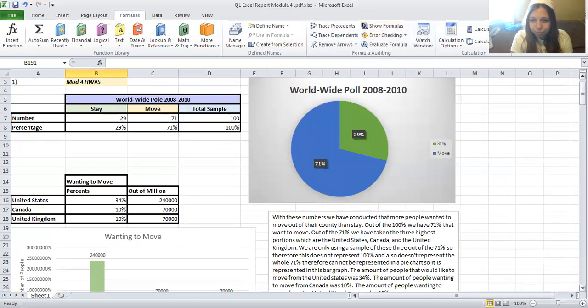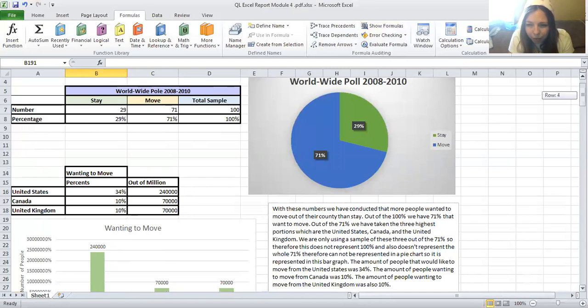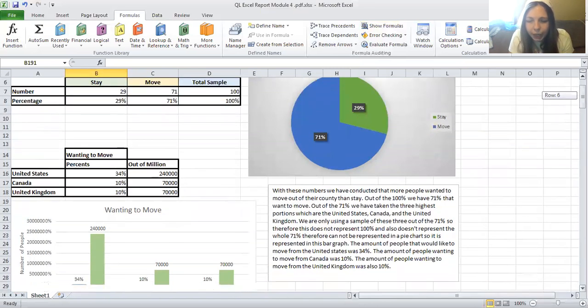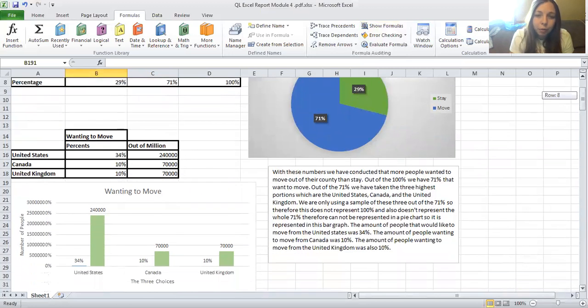Out of the 71% that want to move, the 3 highest portions were the United States, Canada, and the United Kingdom. We are only using a sample of these 3 out of the 71%. And so therefore, this does not represent 100% of people because only 71 of that 100 wanted to move, 71%. So this cannot be represented in a pie chart. So we're going to represent it in a bar graph.